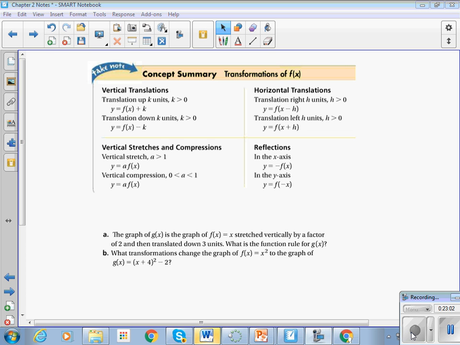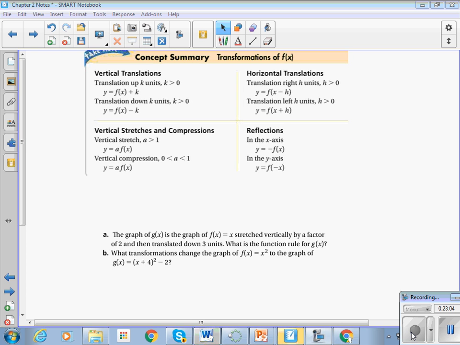All right, so to summarize the information that we just talked about, to move our function up, we take our function and add a k value. To move our function down, we take our function and subtract a k value. To move it right, we replace the x in our function with x minus h, and that'll bump it to the right h units. To move it left, we take the x value in our function and write x plus h instead, and that'll move it left h units.